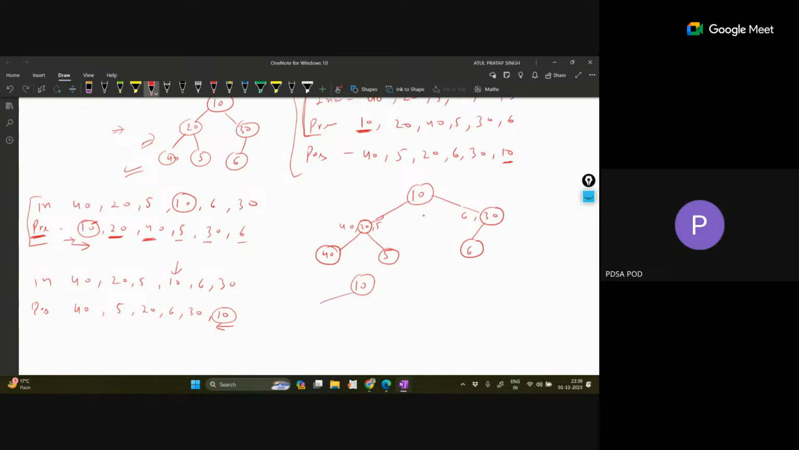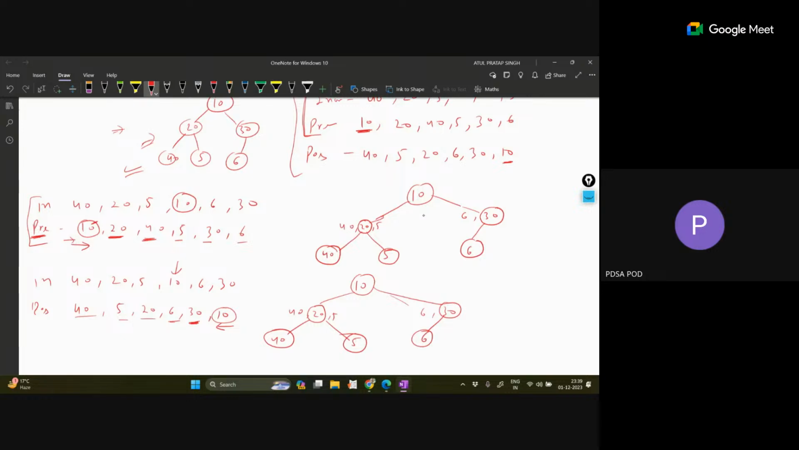Okay, so all these are coming on the left. So 40, 20, and 5, and this is 6 and 30. Now next is 30 from this side. Okay, so 30 will be marked as a node. So 6 is coming on this side. Then 6, this will be marked as a node. And next is 20. So 20 will be selected. So 40 will come this side, and 5 will come this side. Now 5 will be marked as a node, and 40 will be marked as a node. Okay, so you will get the same.